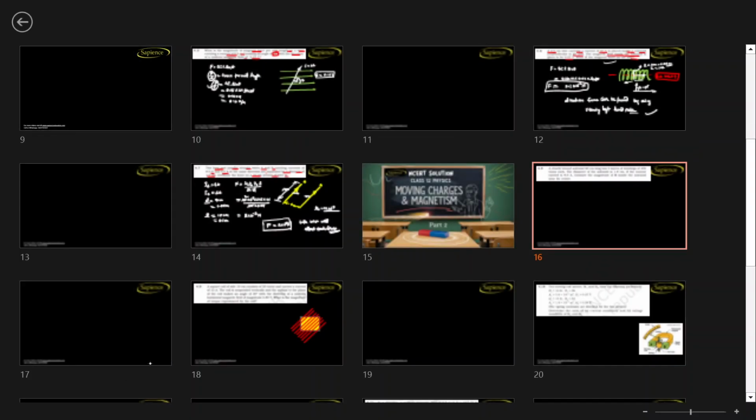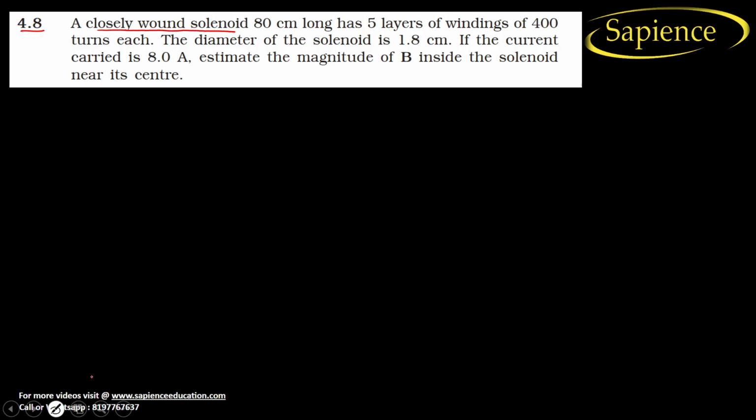First of all, before solving a problem, we need to understand what the question is asking. You need to read the question properly. A closely wound solenoid. First of all you need to know what a closely wound solenoid is. So let's draw the diagram of a closely wound solenoid. Let us suppose this is a solenoid. I hope you have understood this one. So this is a closely wound solenoid, a little bit closer, okay?